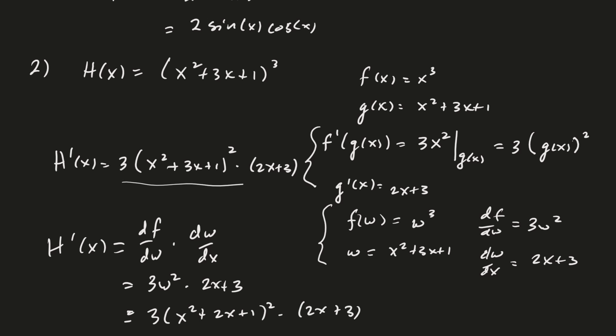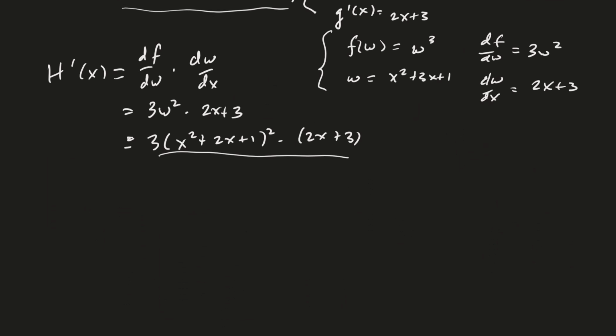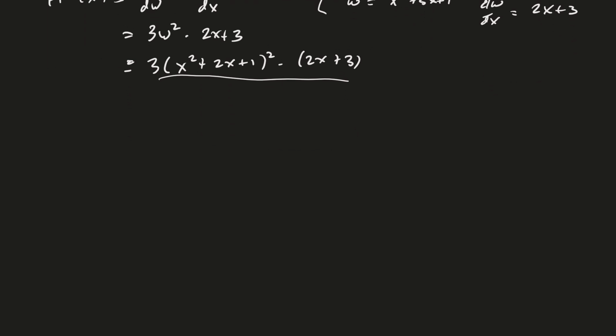Good, and you see that we get the same answer either way. All right. Let's continue that. Number 3. How about h of x equals e to the x squared plus 5x?